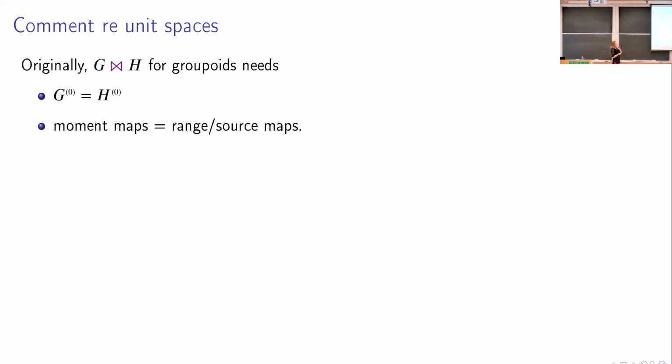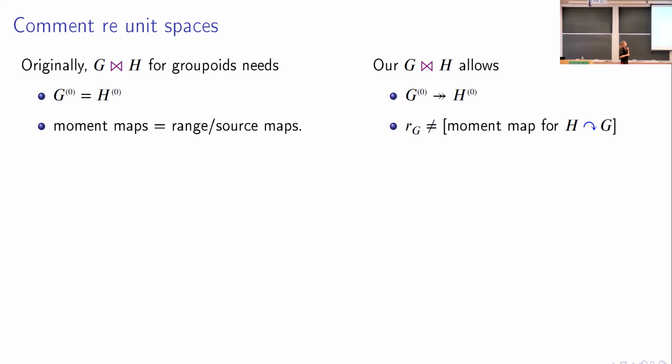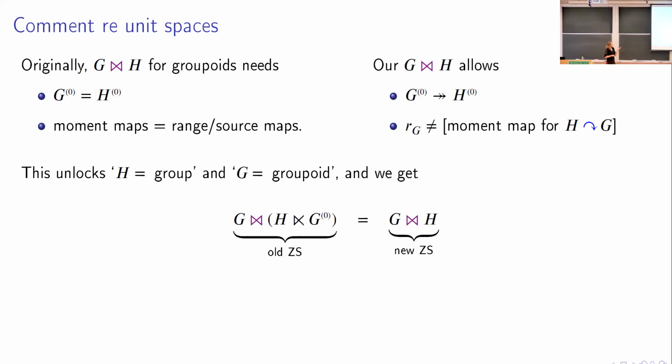And you actually want the moment maps of the actions to be the range and source maps. But we were able to allow that one of the unit spaces is larger than the other, surjects onto the other. And then the moment map is allowed to be different than the range map. And luckily, this gives you the choice of having one of the two things be a groupoid and the other thing being a group. So there's a lot more room to do very interesting things.